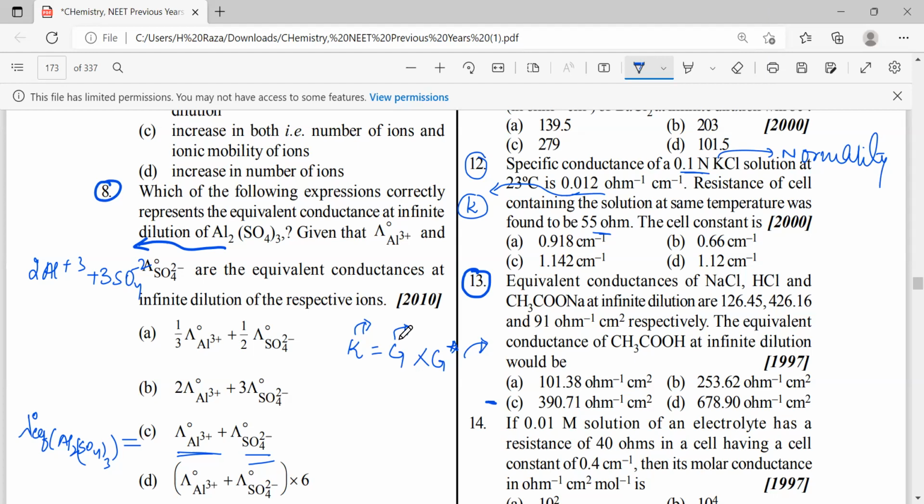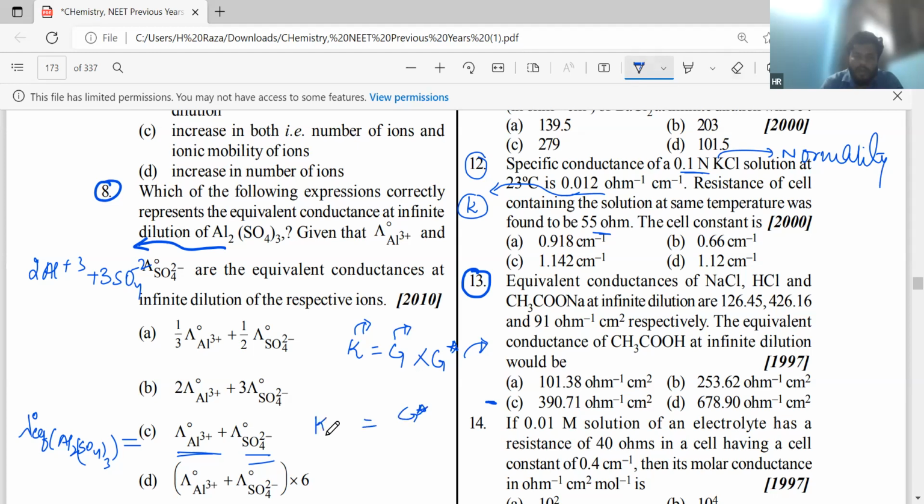Yes, sir. Now, you know that conductivity is the inverse of resistivity. Wait a minute. Since resistivity is not given, that's why I just erased it. So the cell constant will be equal to kappa upon G. Yes or no? G is conductance, and you know that G is equal to 1 by R. So G star will be equal to kappa upon 1 by R. Why did I do it in terms of R? Because resistance is given. So kappa into R. Kappa is given as 0.012, and resistance is given as 55. Just multiply it and you will get your answer.